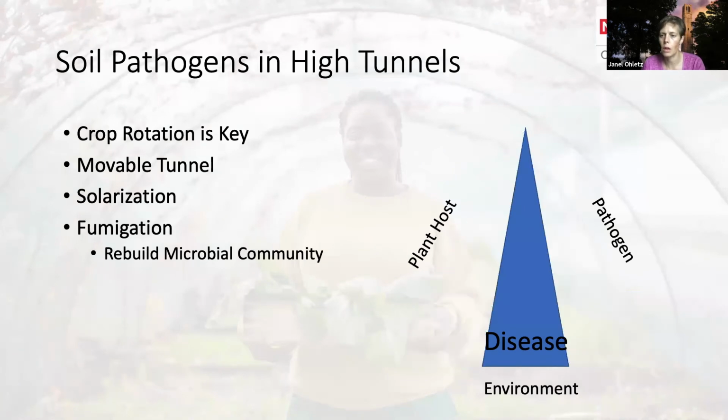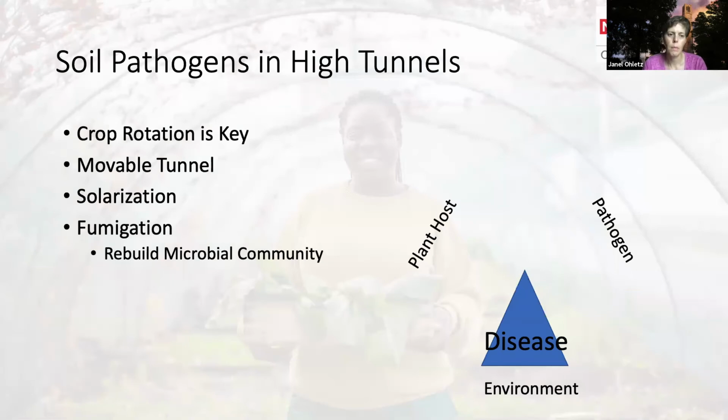So if we focus on something that is in the environment that causes that pathogen to grow, and we fix that problem, even though we haven't addressed the pathogen or the plant host, we actually, in fact, reduce the size of the triangle. But ultimately, what we want to do is look at all three of these factors and really reduce that disease down much more.